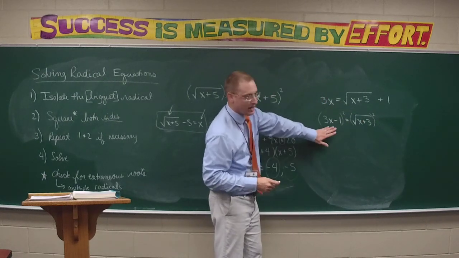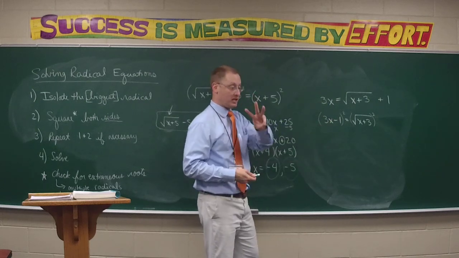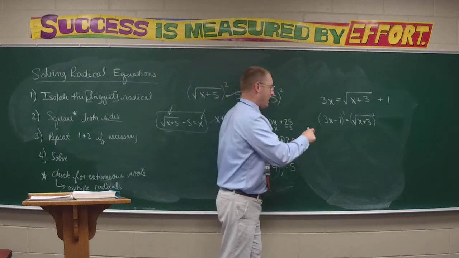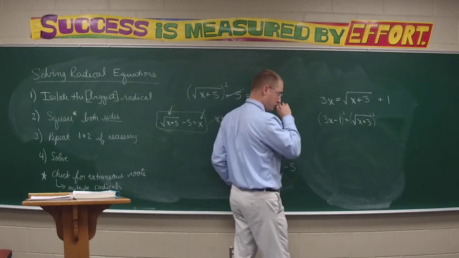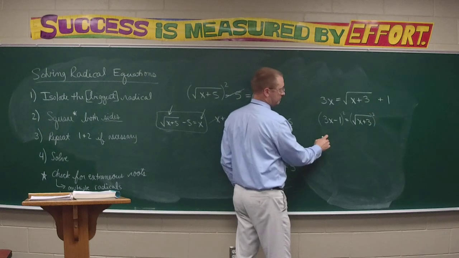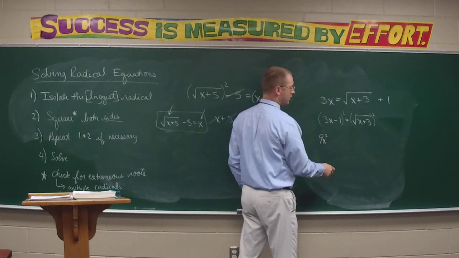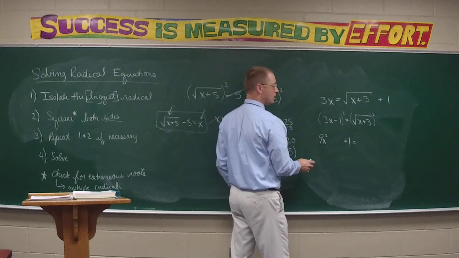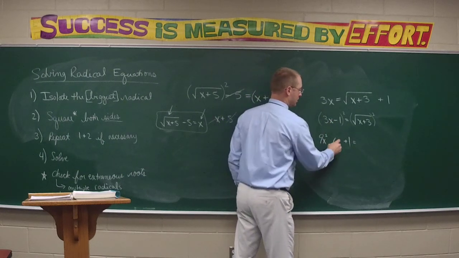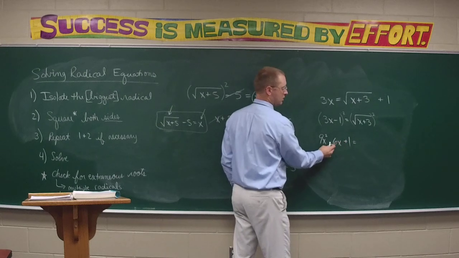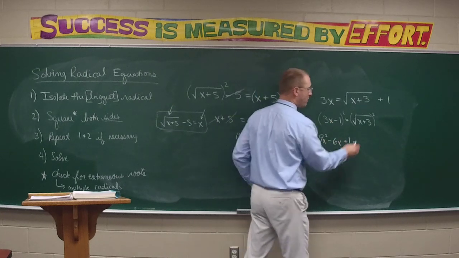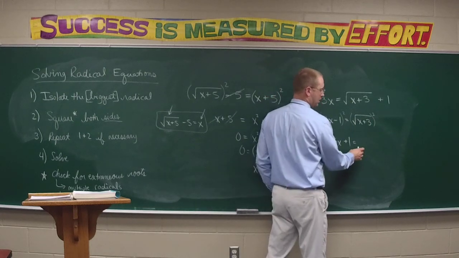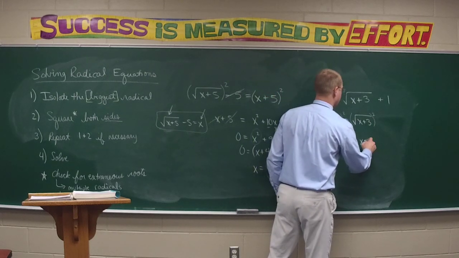So this entire side, this binomial, must be squared, class. 3 steps, not 2. Square the first, square the last, multiplying double. And what do we get when we square the first, square the last, multiplying double? 9x squared, negative 6x, plus 1. And on the other side, we're just squaring a square root. We're just going to get x plus 3, the radicand, right? x plus 3.